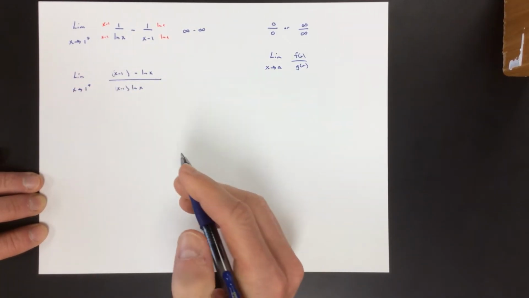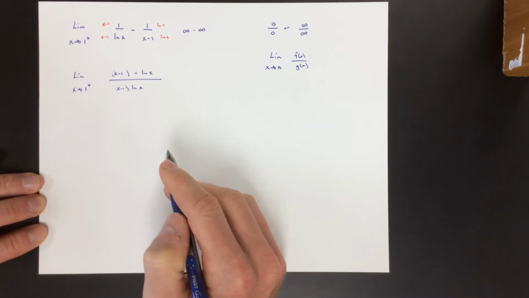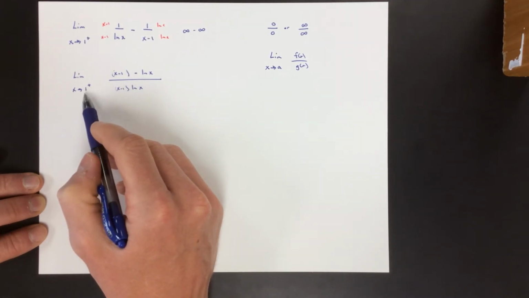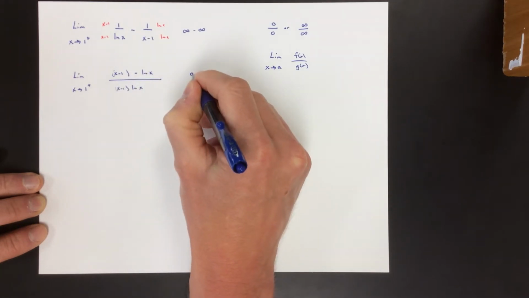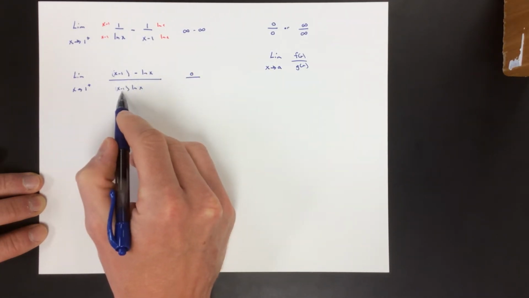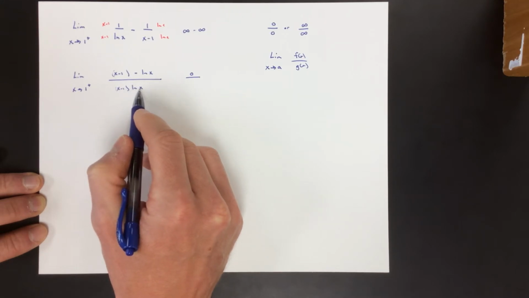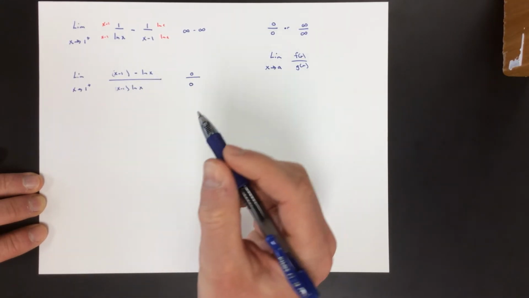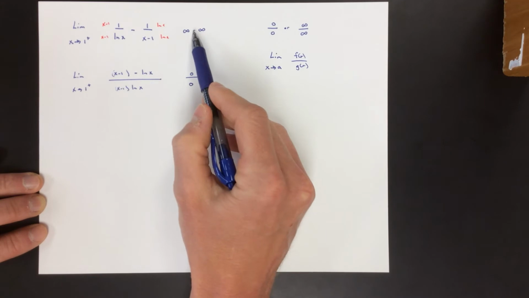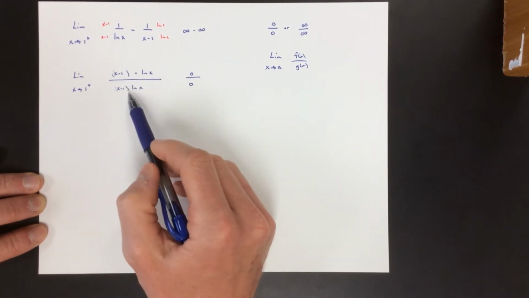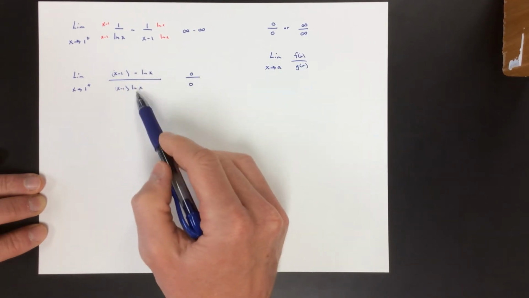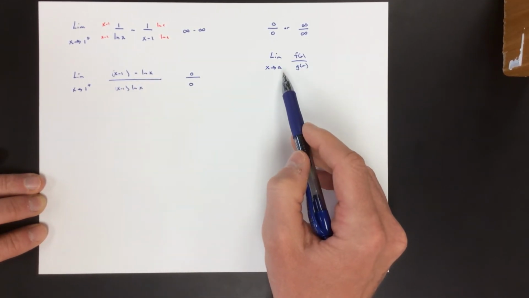Okay, let's see what I've actually changed this to now. So now, when I plug in 1, I get 0 minus 0, which is 0, and I get 0 times 0, which is 0. And you're like, oh, cool, check it out. I changed infinity minus infinity, indeterminate form, into 0 over 0 by just adding and subtracting fractions. Well, now I have a fraction over a fraction. Now I can do L'Hopital's.